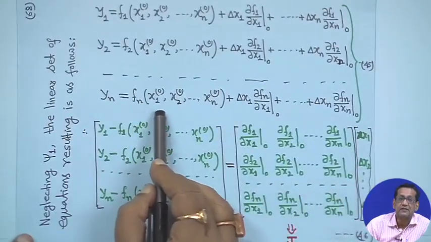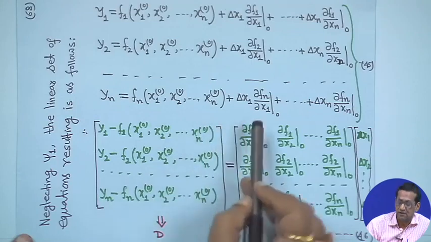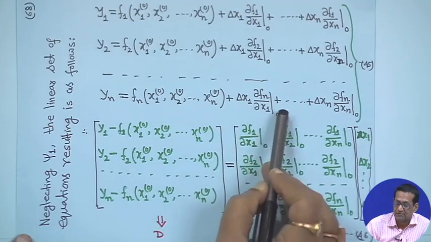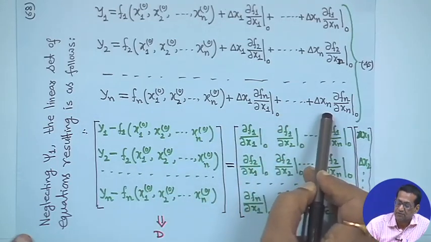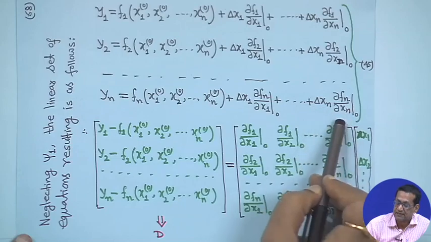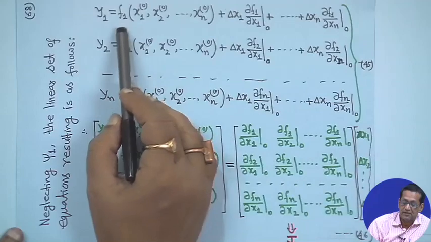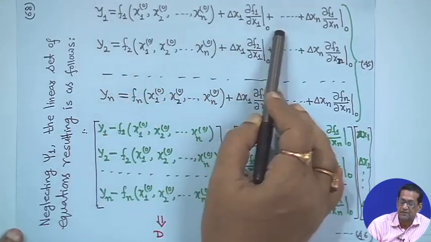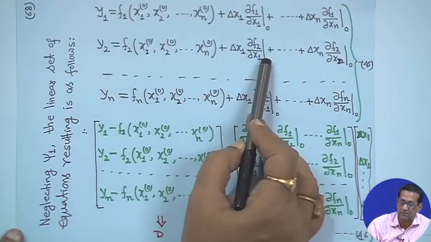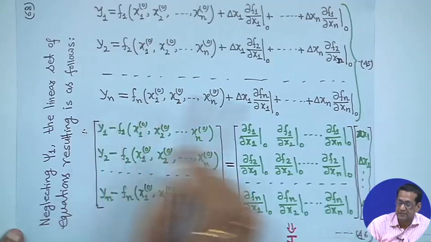Similarly, y n is equal to f n (x 1 0, x 2 0, x n 0) plus delta x 1 del f n upon del x 1 up to plus delta x n del f n upon del x n. This is equation 45. Now, you can write y 1 minus f 1 is equal to this one, y 2 minus f 2 is equal to this one, y n minus f n is equal to this one.